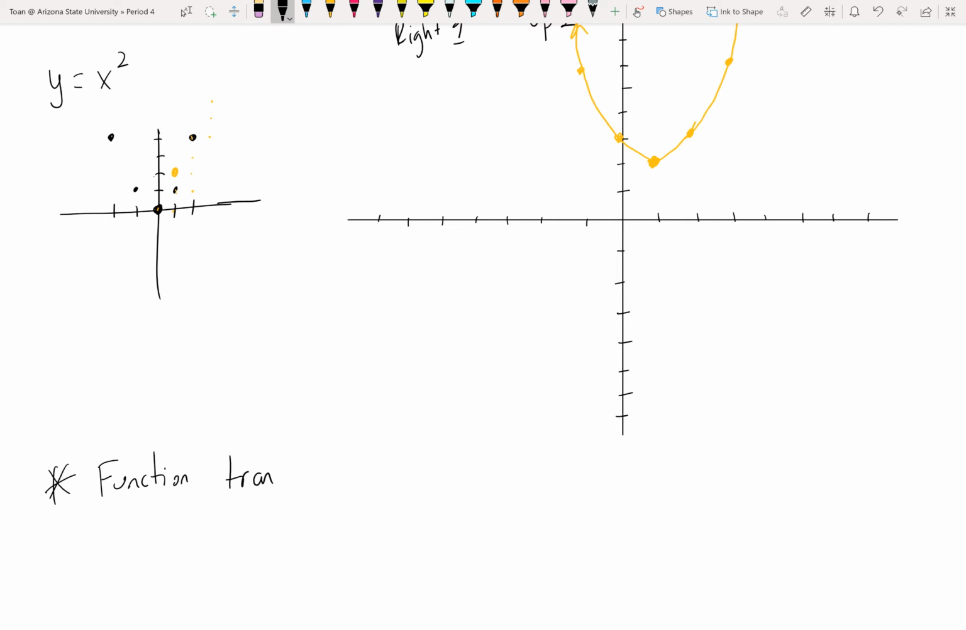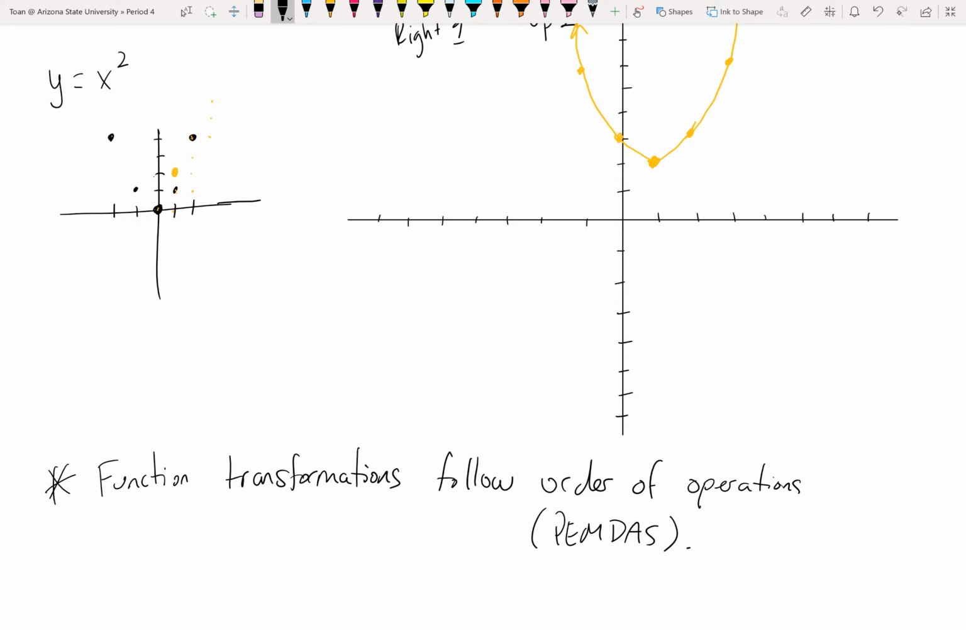Function transformations follow order of operations. That's PEMDAS. Please, whatever you guys want to call it. Order of operation, PEMDAS, GEMDAS, grouping symbols, whatever. Now, when it comes to function transformations, we only have 2 operations, multiplication and adding, subtracting. Adding, subtracting is the same thing.